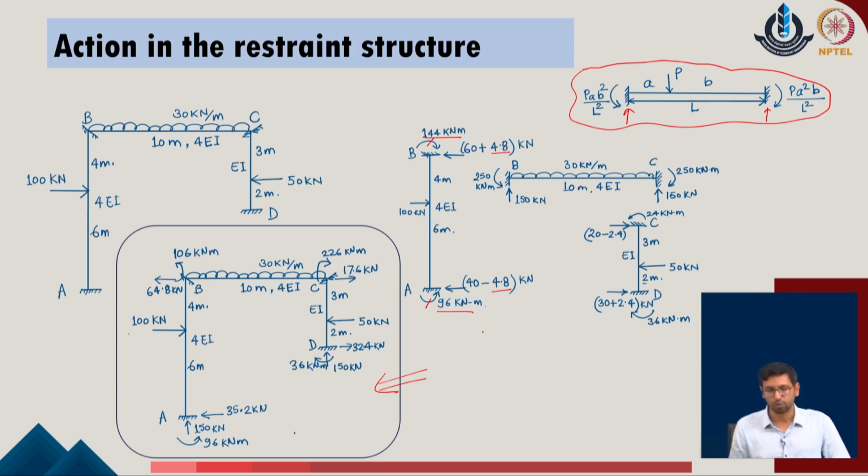And now, as per the original problem, I will try to define the moment at the joint B due to the fixed ended part. I will also define the moment at the point C due to the fixed ended part, and I will also try to define the corresponding force in the horizontal direction due to the fixed ended part in the given system.